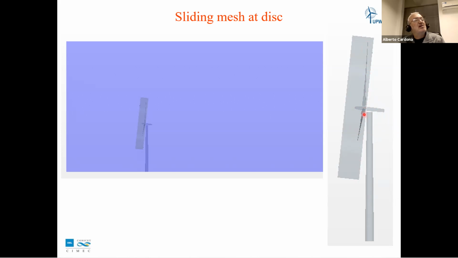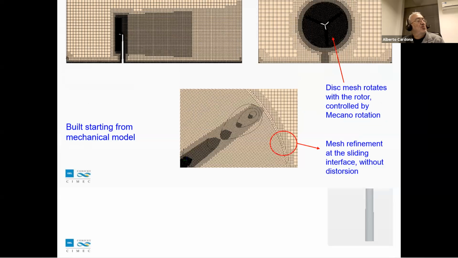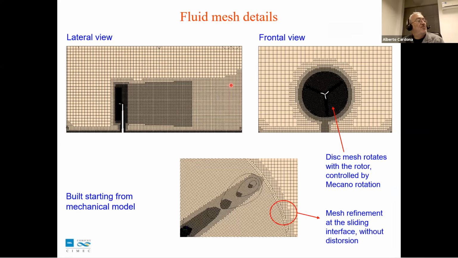This disk, as I said, rotates together with the rotor. And this rotation is imposed by Meccano after verifying equilibrium between the generated torque and the resistance torque. Here we have different views of the fluid mesh. You see this disk rotating with the rotor, and the mesh refinement of the boundary.